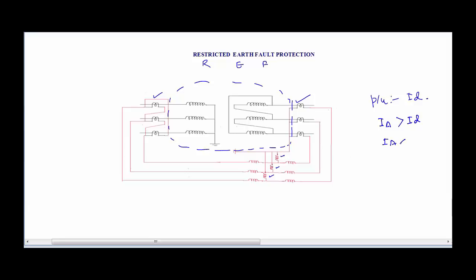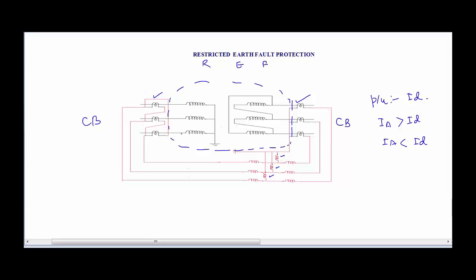If IA is less than ID, then the differential relay is not going to operate, because though there is a flow of differential current, it is less than the pickup value of the relay. That's why it is not going to give any trip signal to the circuit breaker on the high voltage side or the circuit breaker on the low voltage side of the transformer. So this is the basic operation of the differential relay of a transformer.